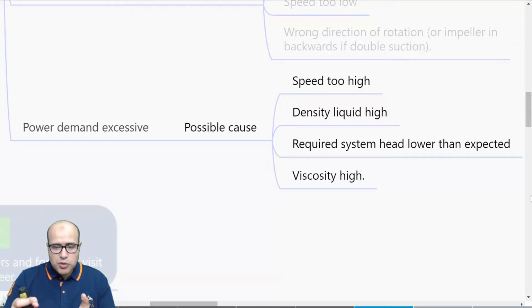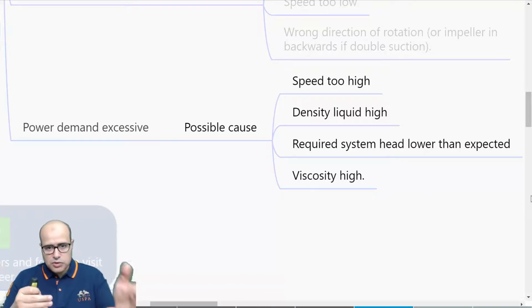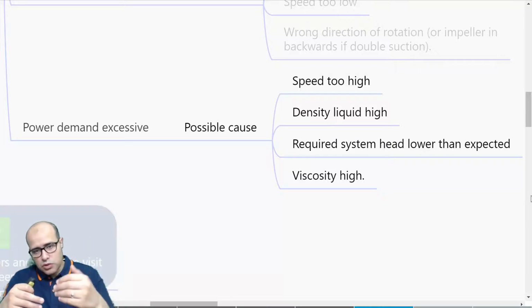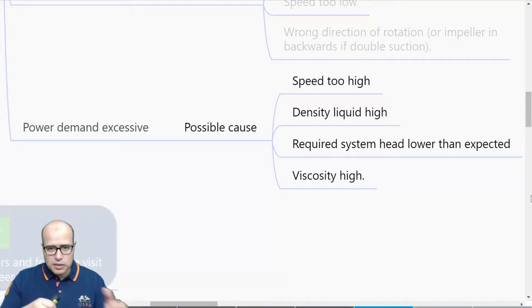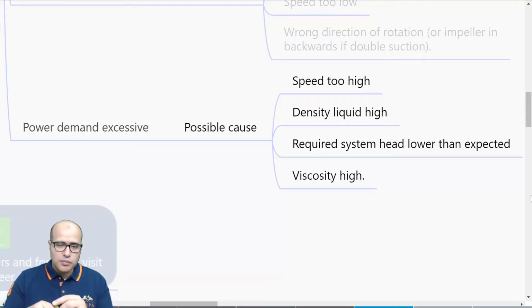Maybe the system requirement, the head, is changing because we made some modification on the downstream side, so this will also cause a change in the back pressure on the pump itself, so we have to check what is happening with the system resistance and make the proper calculation there. Maybe the viscosity is changing, the viscosity is high due to a change in the weather or something, or malfunction of some of the heaters, if there is a heater for the viscous fluid or viscous liquid that we are using there.